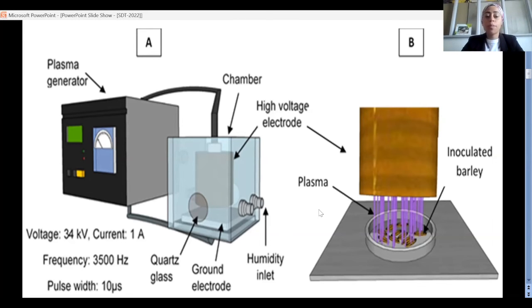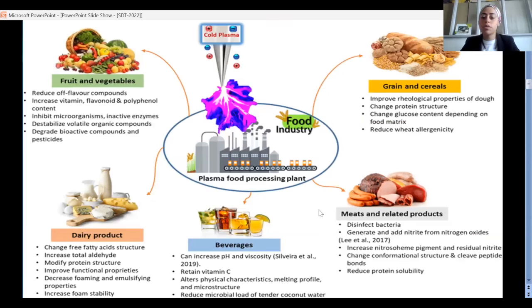Cold plasma has a huge effect on all kinds of foods like fruit, vegetables, meats and related products, grain and cereals. And what I care about is dairy products. Cold plasma can change free fatty acid structure, increase total aldehyde, modify protein structure, improve functional properties, decrease foaming and emulsifying properties, and increase foam stability.